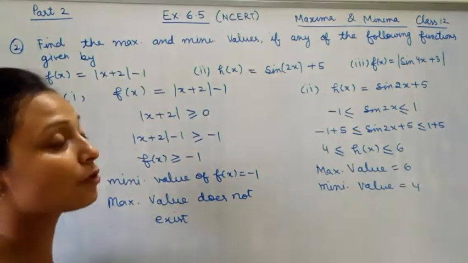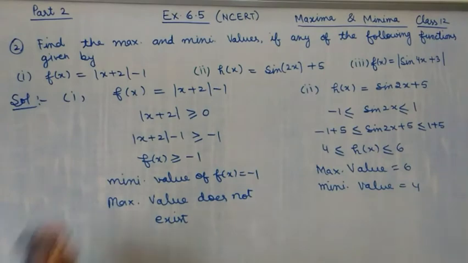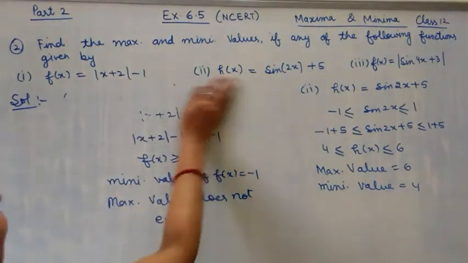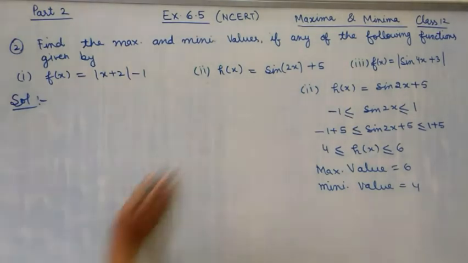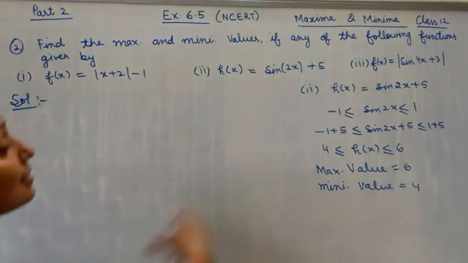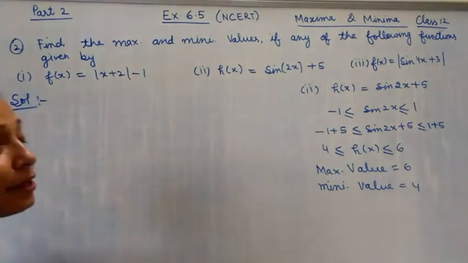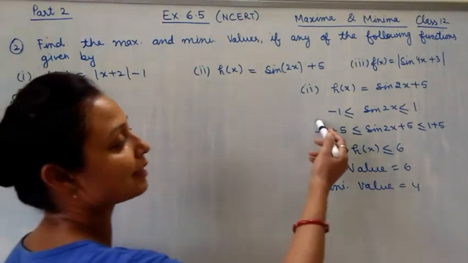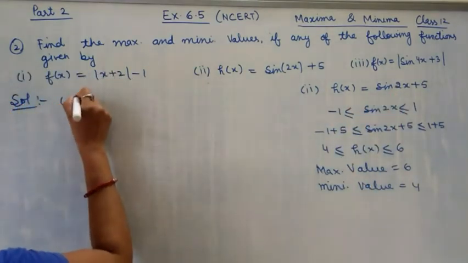So this is the way to solve the second question. Now come to the third question. The third question is again f(x) = |sin 4x + 3|. So I will write these questions and how it can work. Again, the trigonometric function has the range -1 to 1. So I will start with the trigonometric function of the third question.